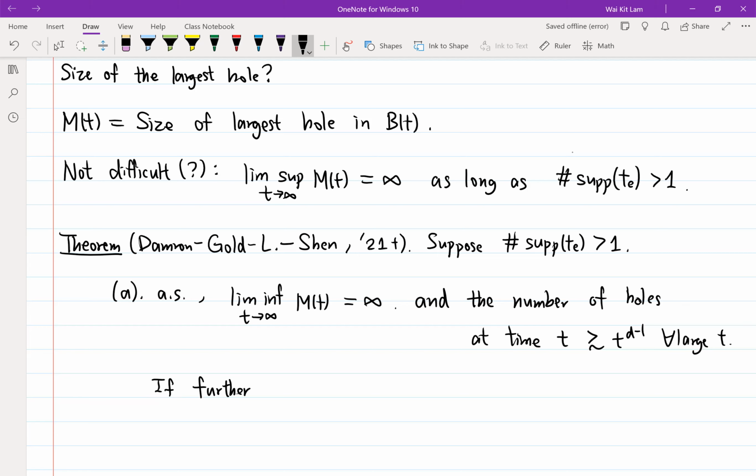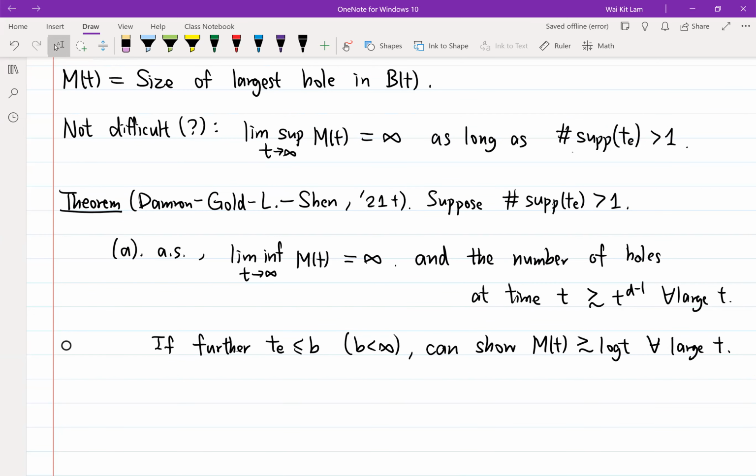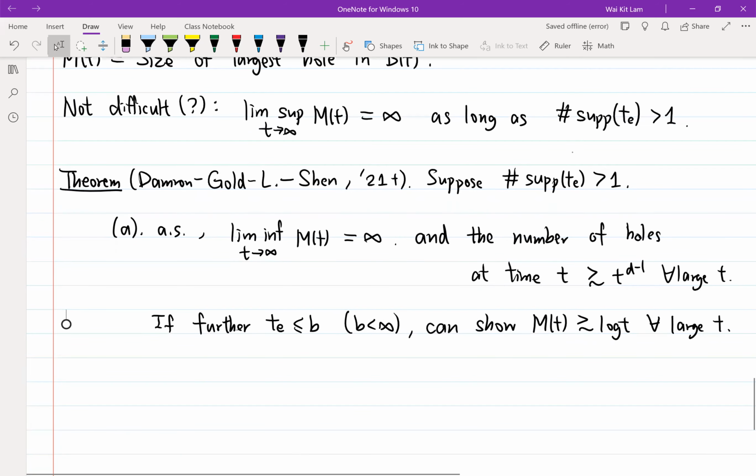And in fact, if we further assume that the edge weights are uniformly bounded by some number, say b, where b is some finite number, we can also show that this M(t) is at least log of t. Yeah. So if you assume that the distribution is bounded, we can even give a lower bound for the size of the largest hole. Okay. So this is the lower bound for the size of the largest hole.